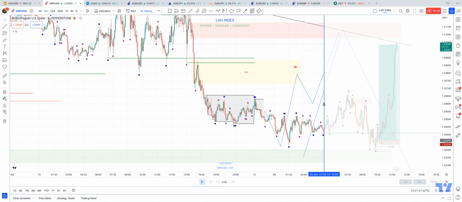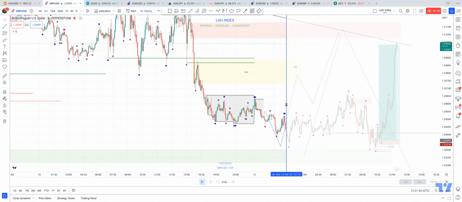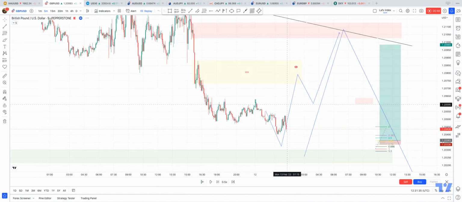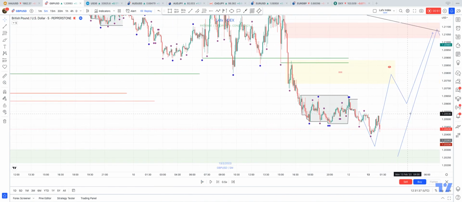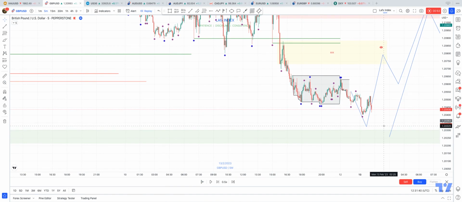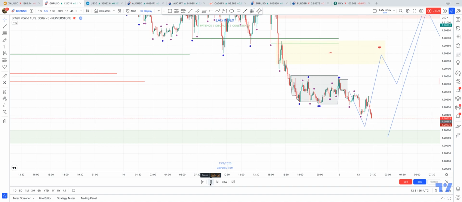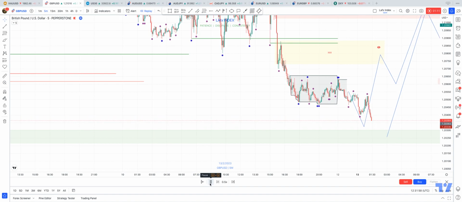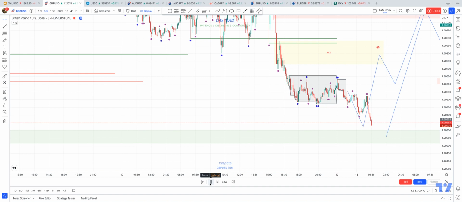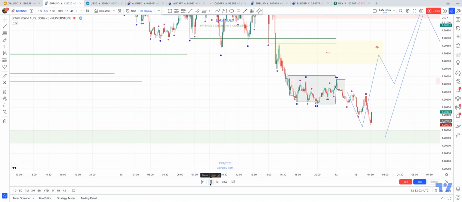We waited for price to get to our demand area. Okay. Now price came close. Price did come close to our zone, our demand zone, but they didn't tap it, right? Sometimes it doesn't tap your demand zone.